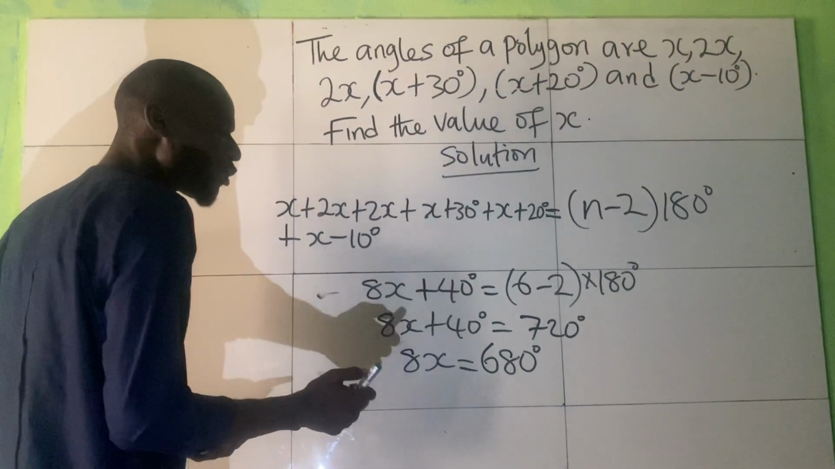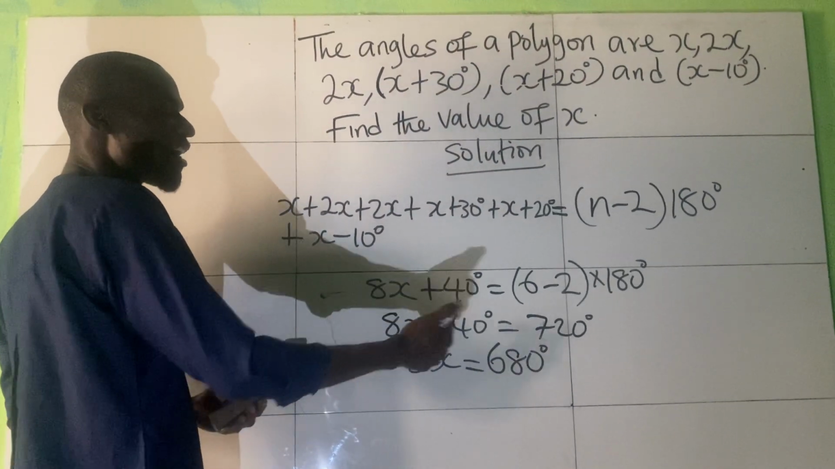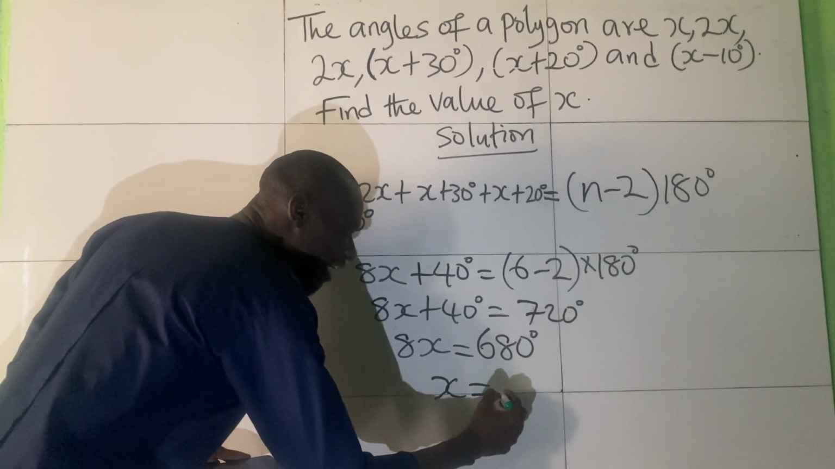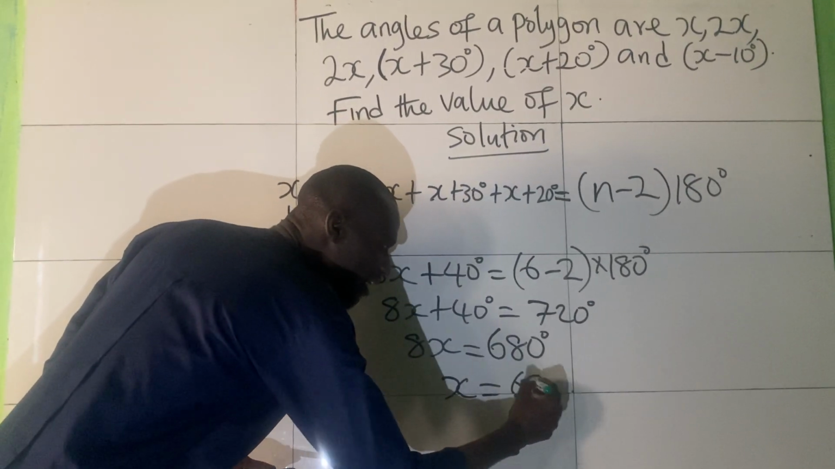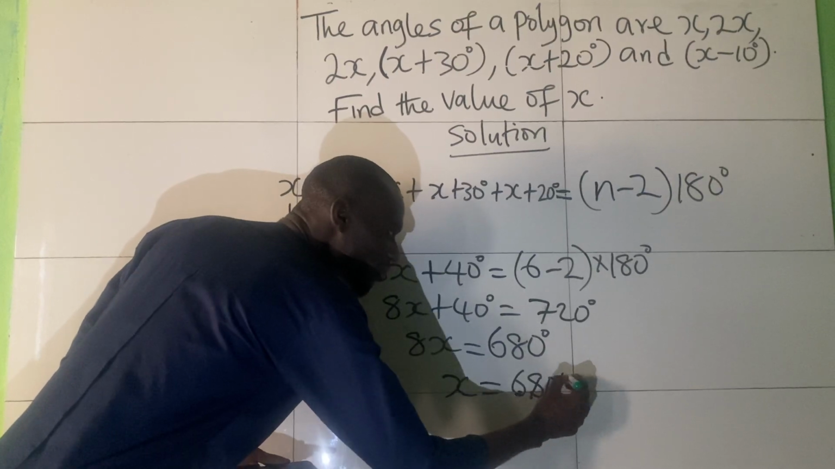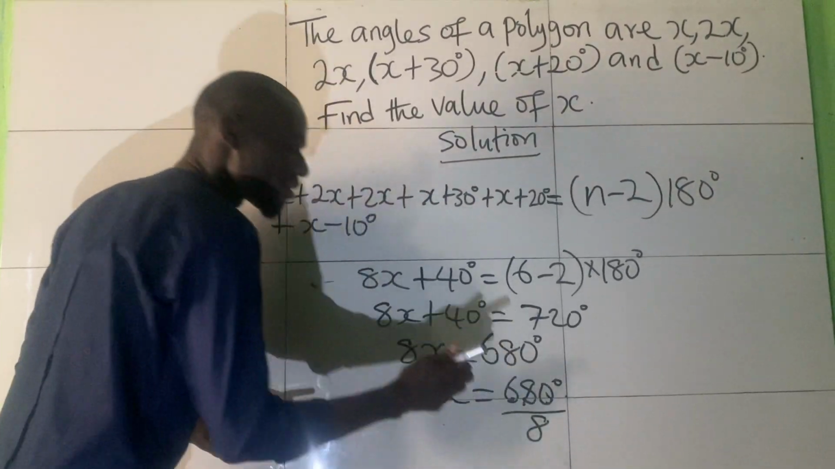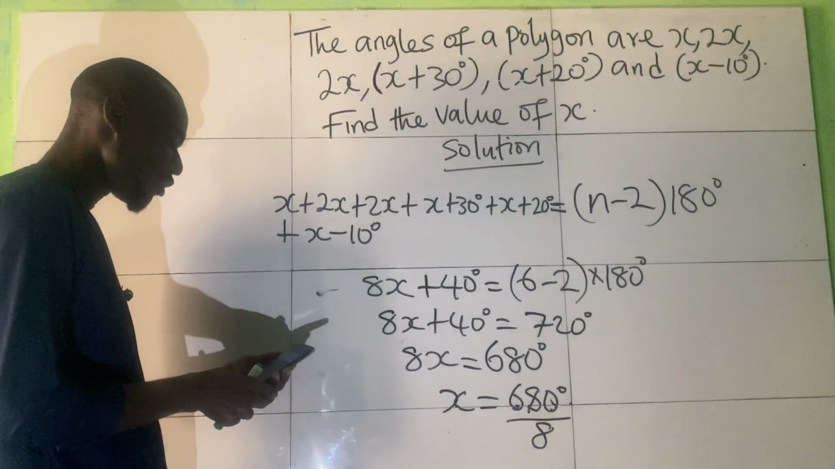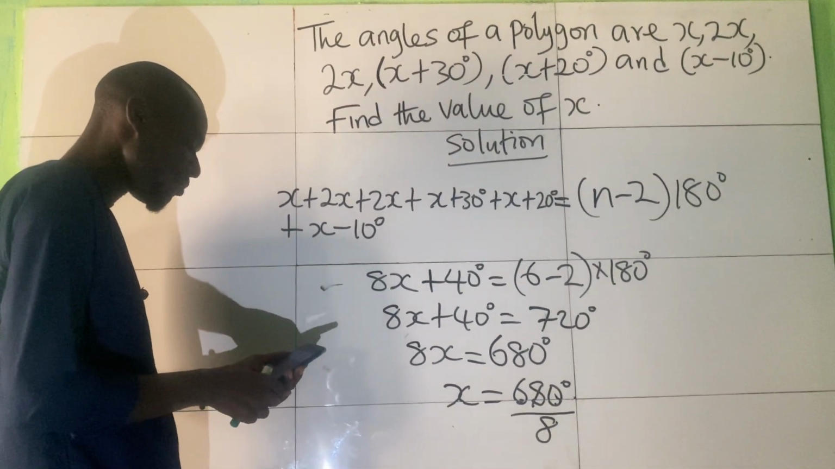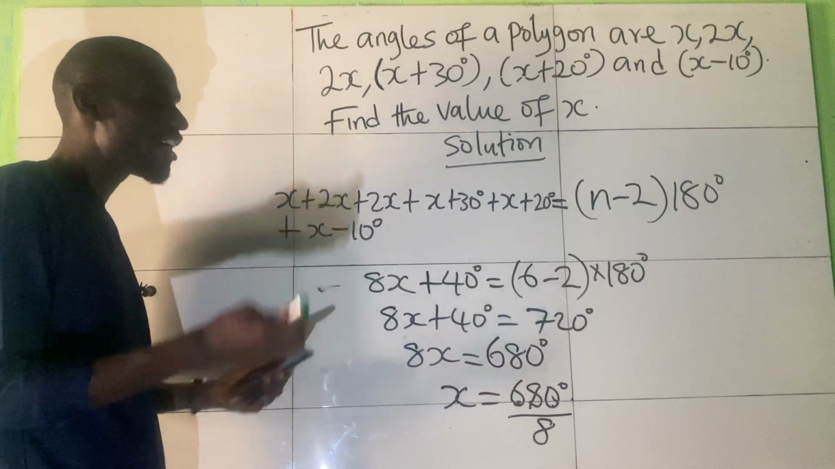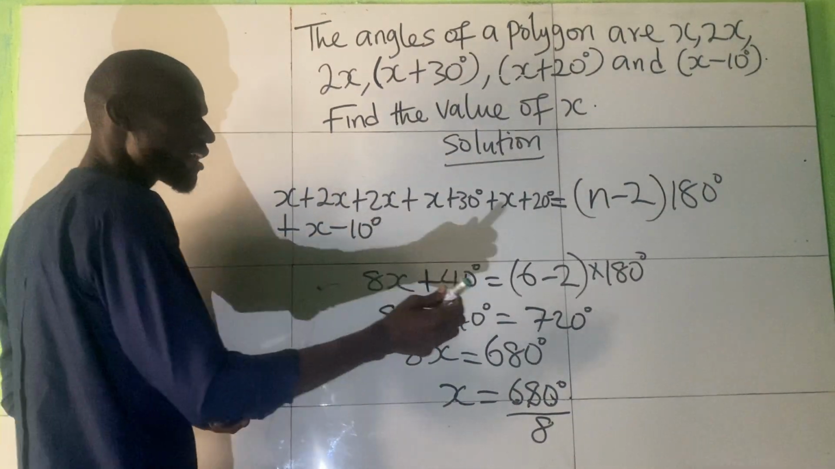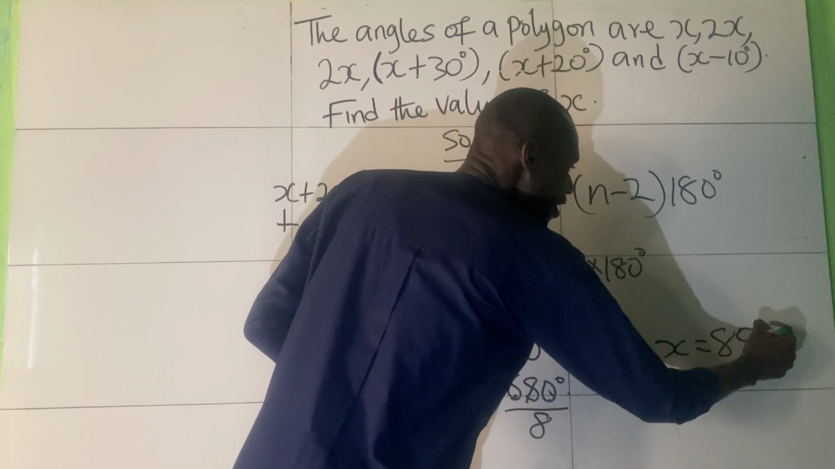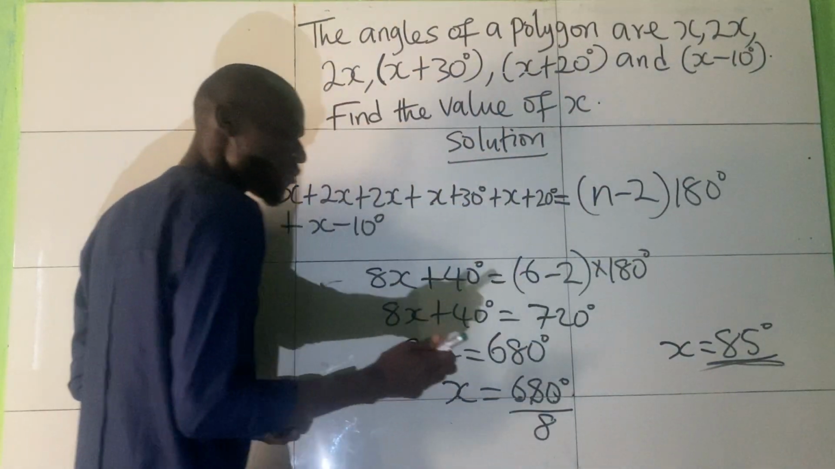So on that note, we are going to make x the subject of the formula by dividing both sides by 8. If we divide both sides by 8, it will now be 680 degrees divided by 8. So what are we going to have? 680 divided by 8 will give us 85 degrees. It simply means that our x is equal to 85 degrees. This is our final answer for x.